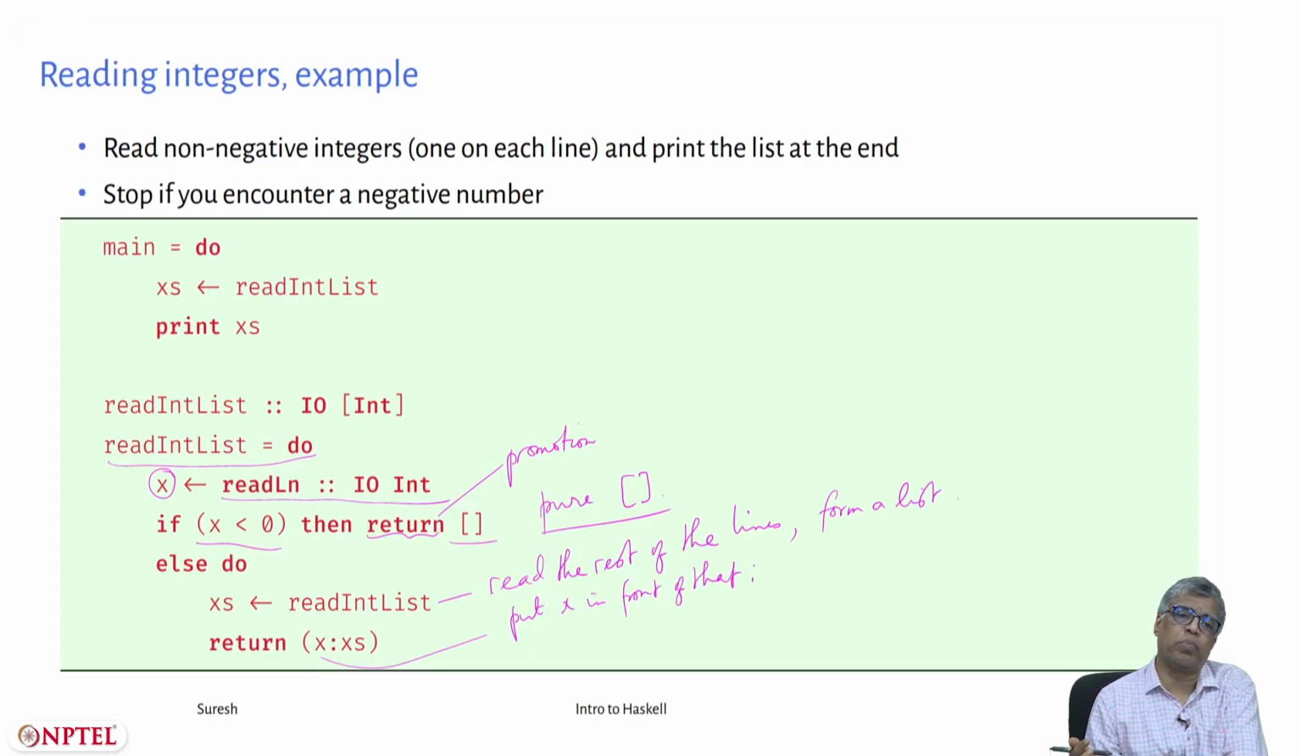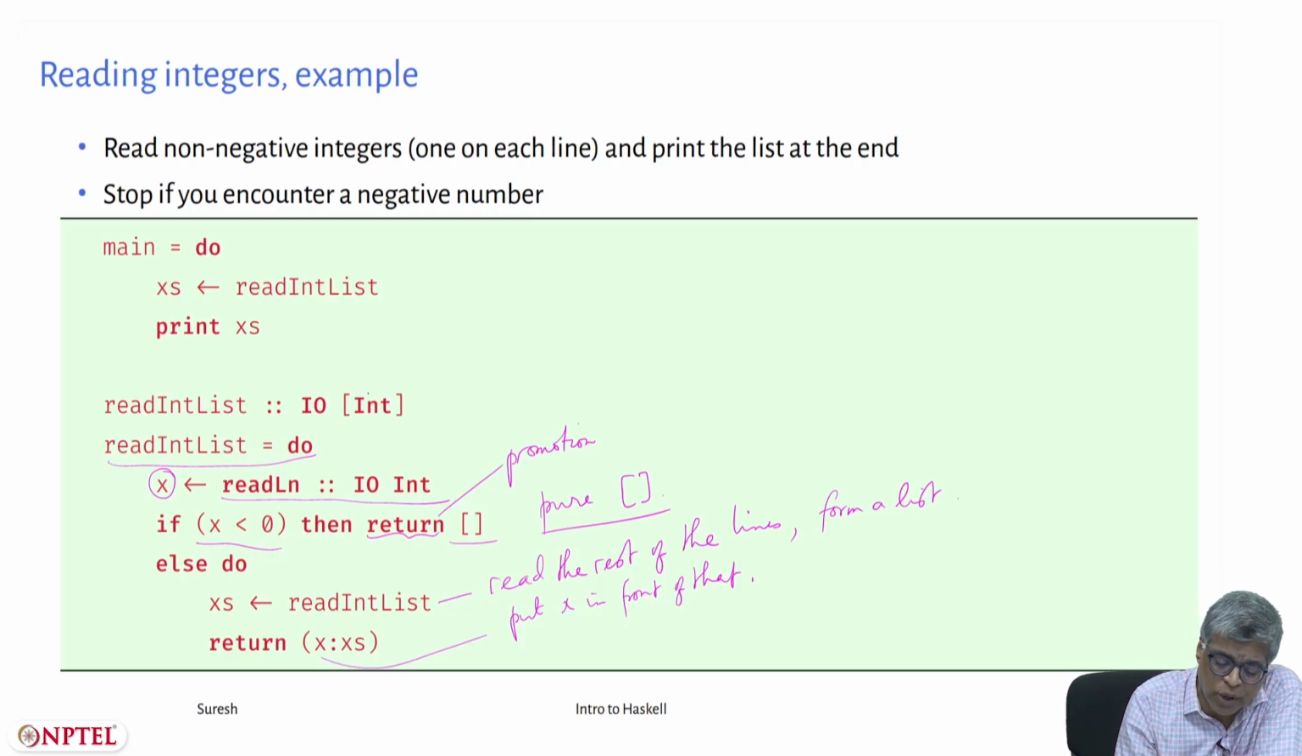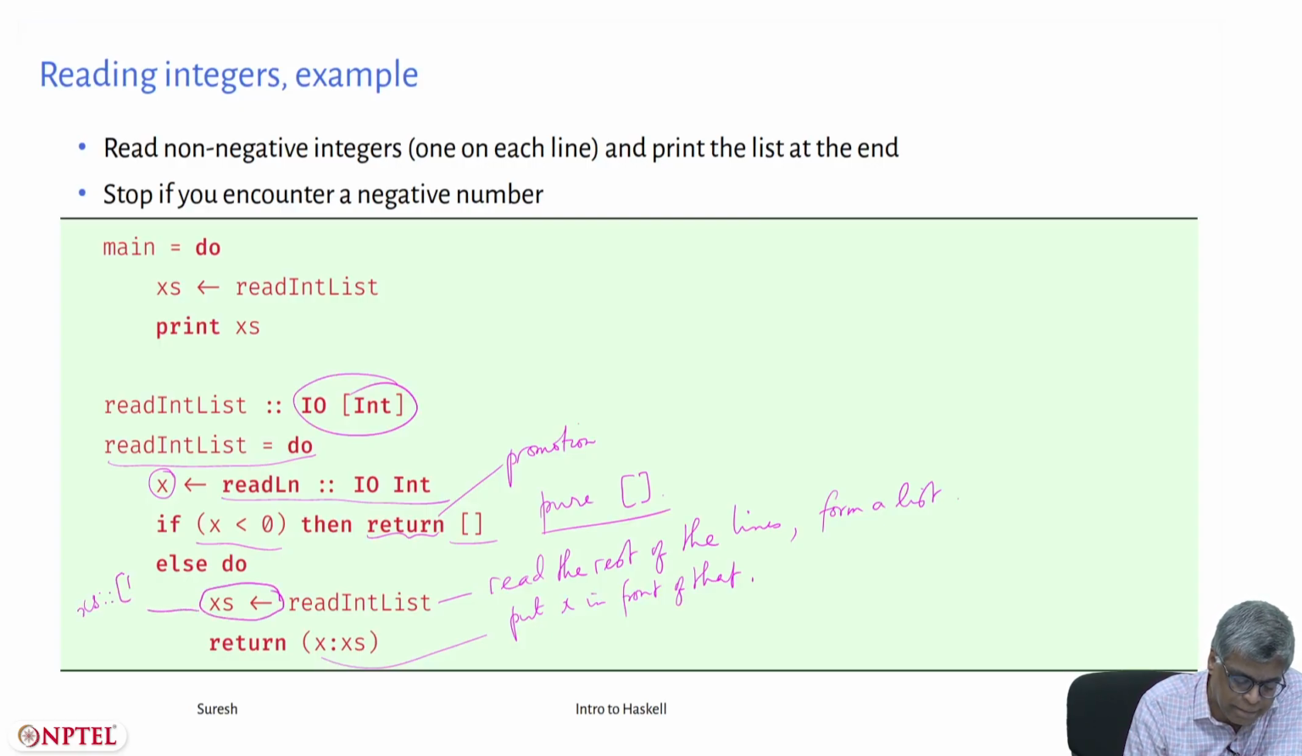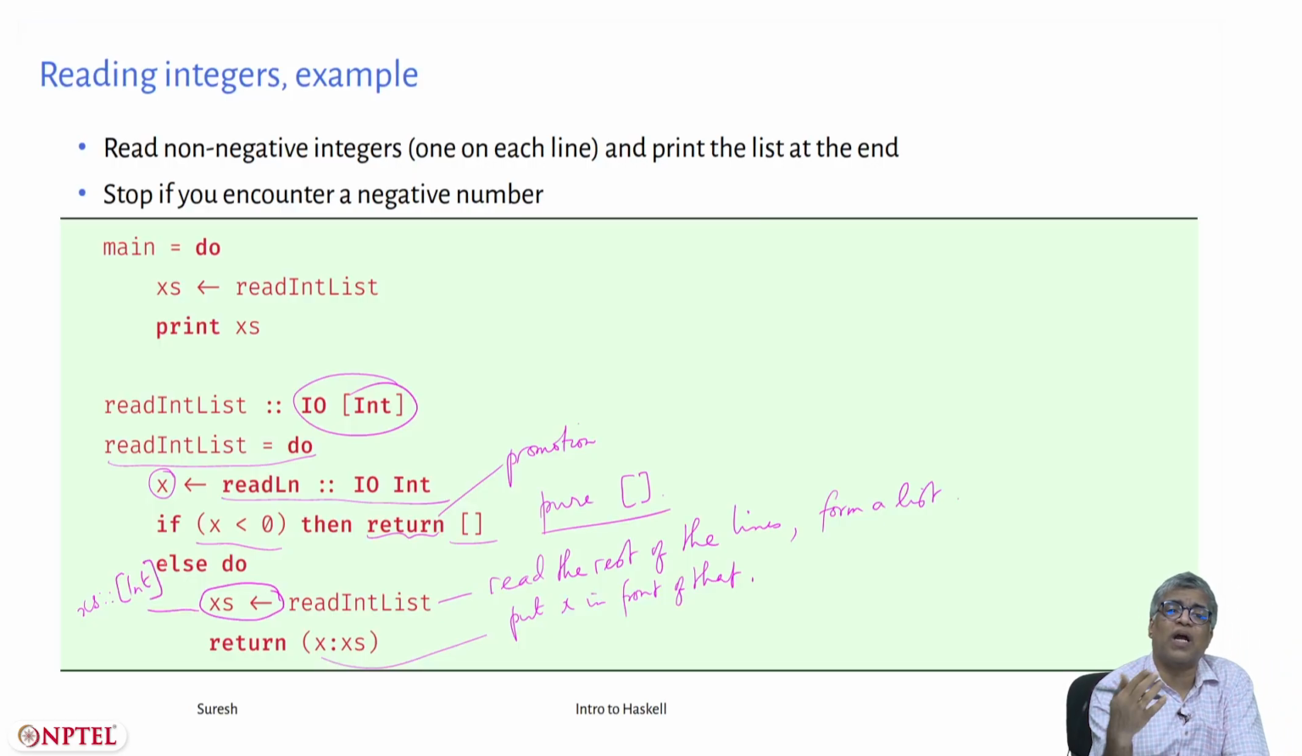Right, and because recursively whatever list you produce is of type IO [Int], therefore you have to actually extract the value and bind it. xs is of type [Int], but you have to extract the value from the recursive call and bind it to xs, because the recursive call itself is of type IO [Int]. Okay, so this is something that you can do. And finally, you make a call to readIntList. It will produce a list, call it xs, and then print xs. Okay, so this is the kind of thing that you can do.